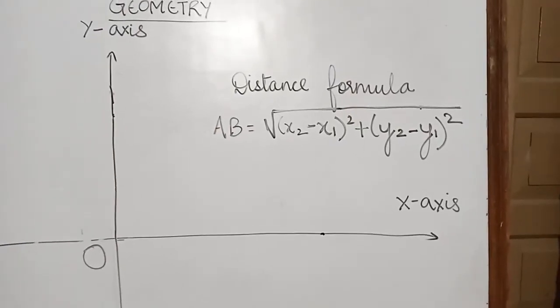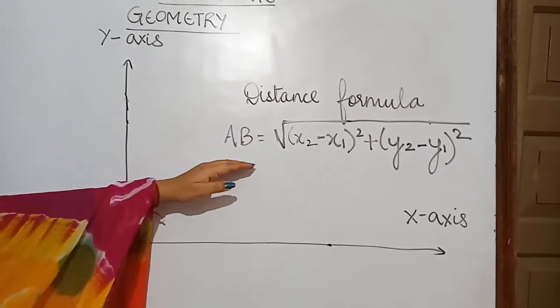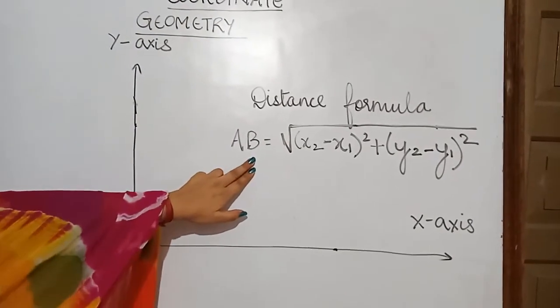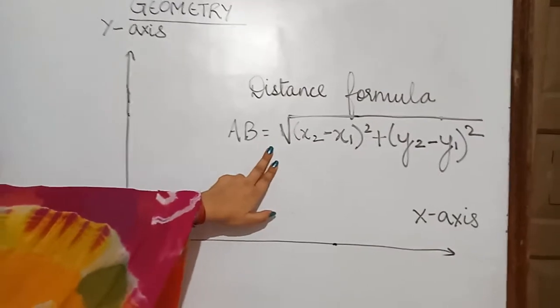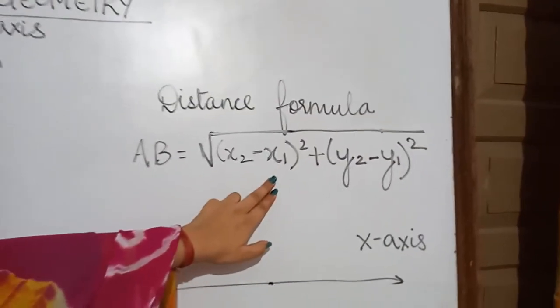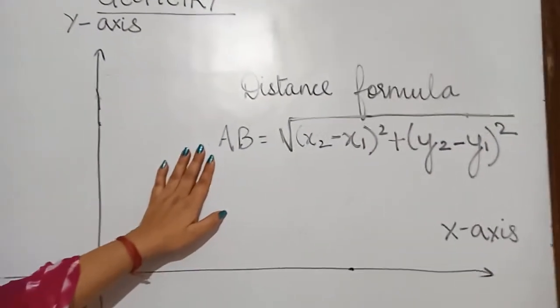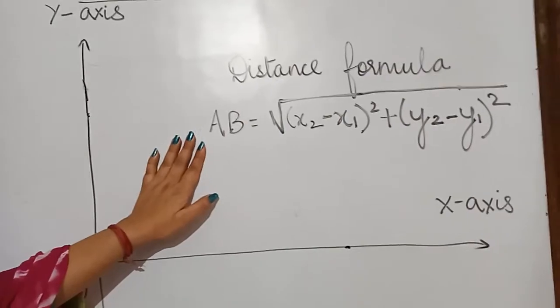The first topic in your chapter is the distance formula. Let us see how we derive the distance formula. The distance formula for AB, where A and B are 2 points, is the under root of x2 minus x1 whole square plus y2 minus y1 whole square. Now let us see how we derive this formula.